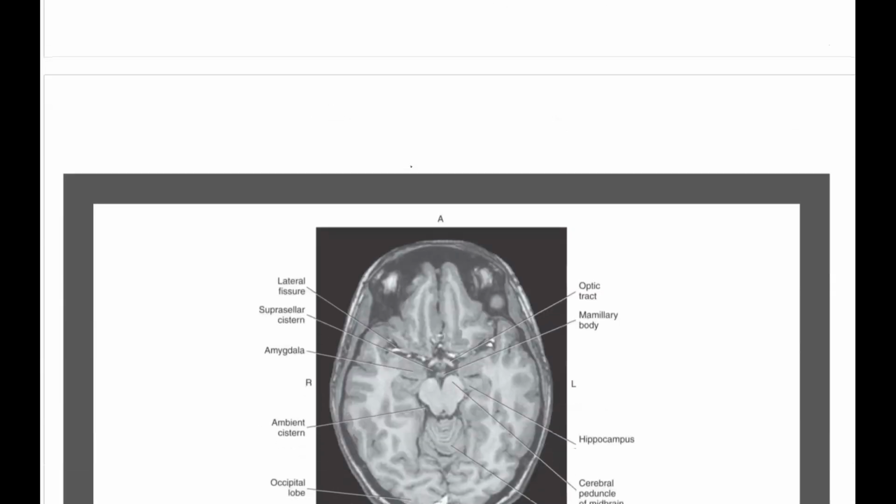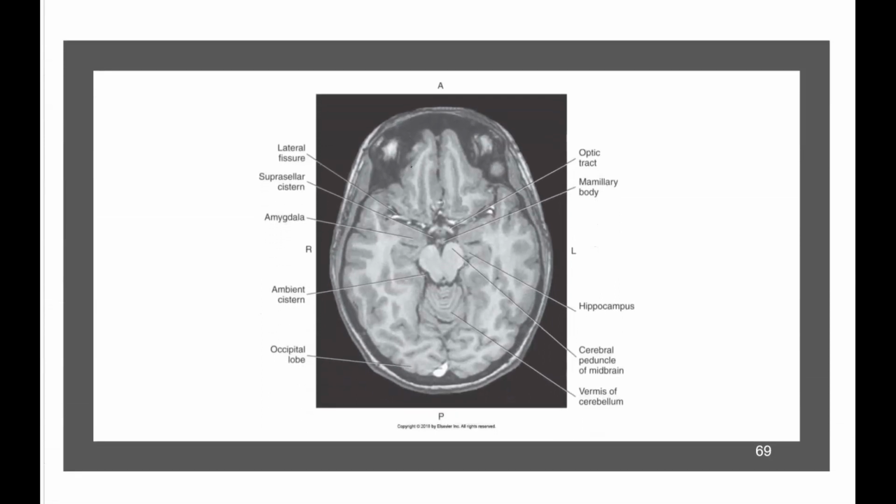All right, here's an axial T1, so if we're looking here, looks like it has contrast on board, so I can see the vessels really well. So we have the optic tract right here, right where it's splitting, mammillary body right there, and we've got the cerebral peduncles of the midbrain on both sides. The hippocampus is right here. We have the ambient cistern on either side, and we have the occipital lobe right here. Medulla oblongata is right here. Here's your suprasellar cistern and your lateral fissure.